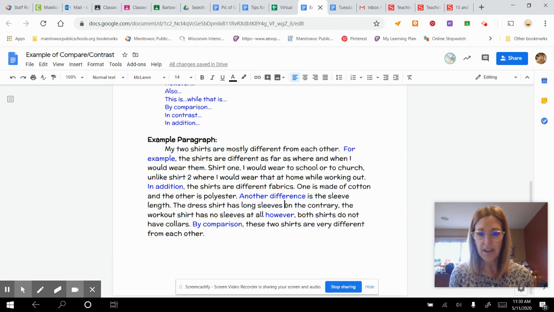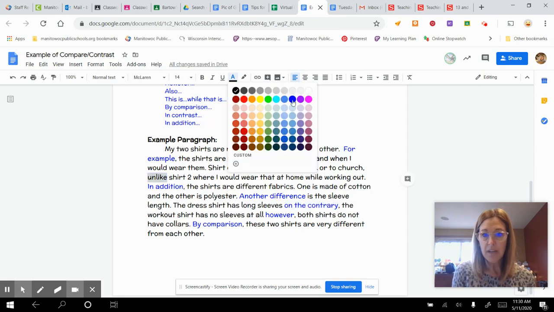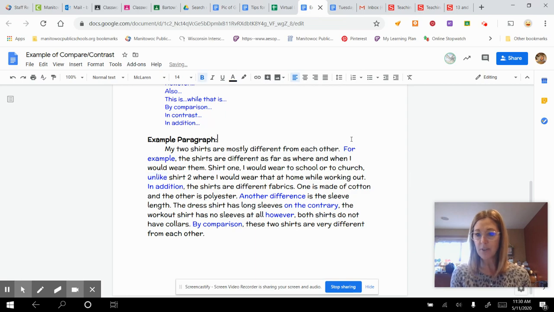So I do have some words that I didn't highlight here for you that are acting as transitions. There was another one. Oh, unlike. And so these are words and phrases that will help us build a paragraph that shows that my two shirts are more different from each other.